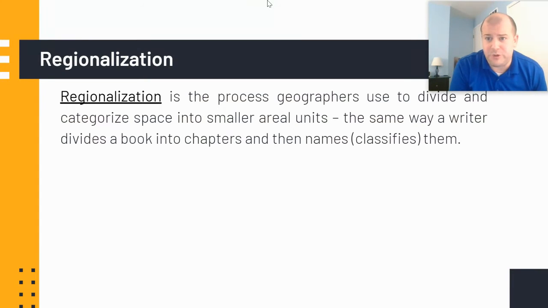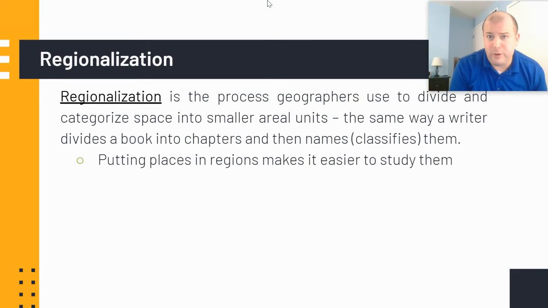Regionalization is a process where geographers divide the world into smaller units of study or regions, the same way a writer would take a book and divide that book into chapters and place a name with each chapter. Geographers create regions and engage in a regionalization process to make it easier to study spatial relationships and spatial patterns.